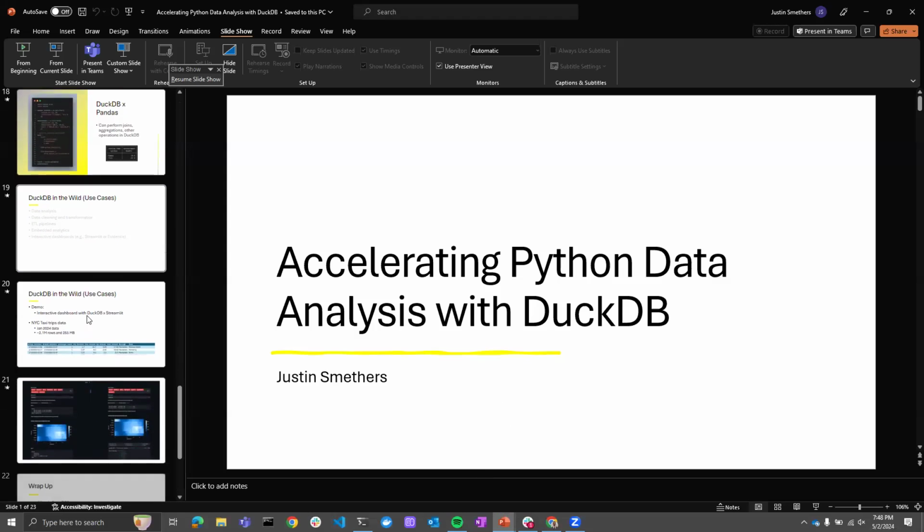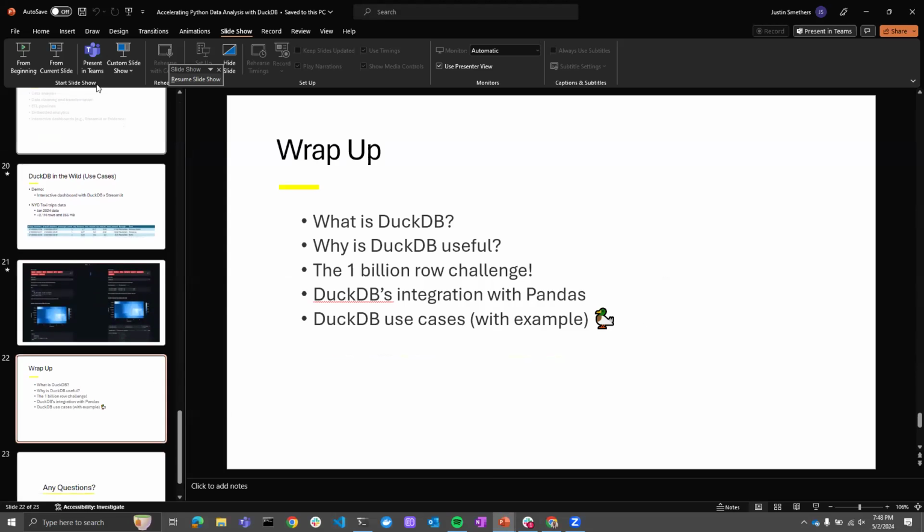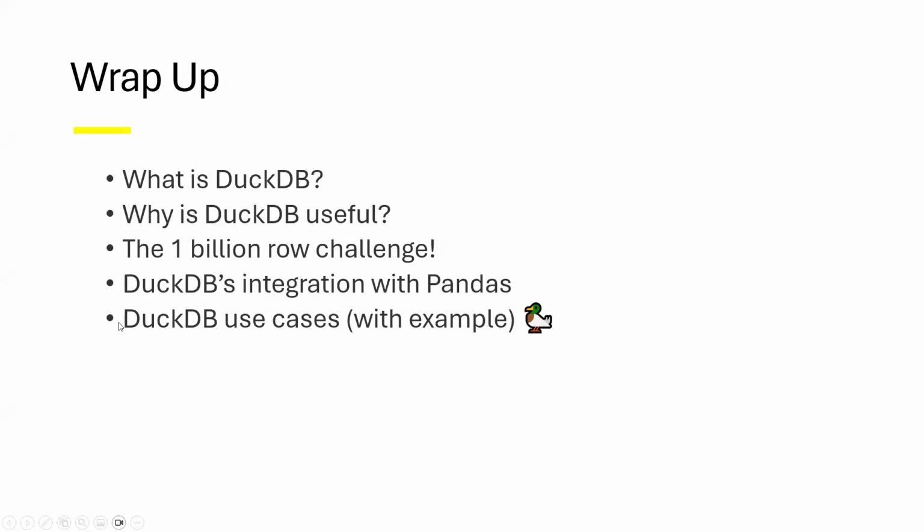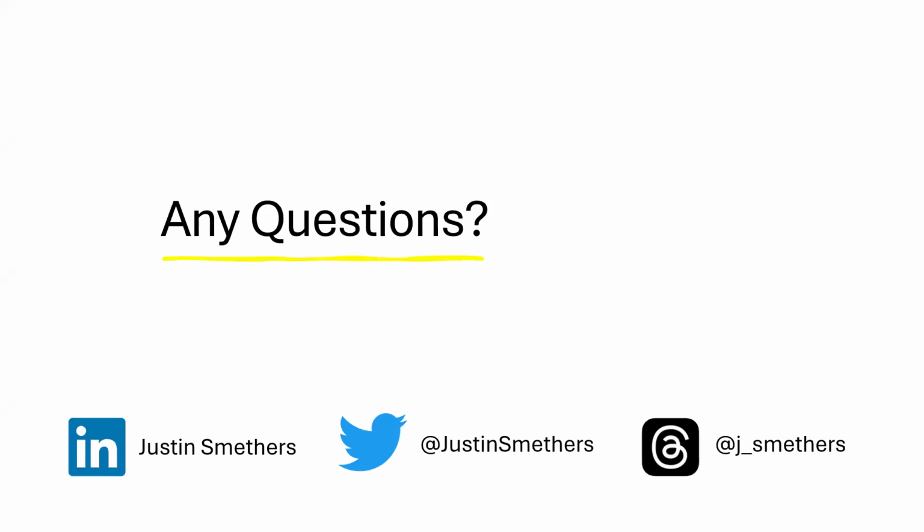And then we'll go back to this. And from there, we'll wrap up. So just to go over quickly what I talked about here, and we can get into some questions if there are any. We talked about what DuckDB is and what makes it useful, which is primarily its speed and its simplicity. Showed off its speed with the 1 billion row challenge of aggregating a 1 billion row CSV. Showed off DuckDB's integration with pandas and a couple use cases with a demo of the interactive dashboard. So with that, any questions?